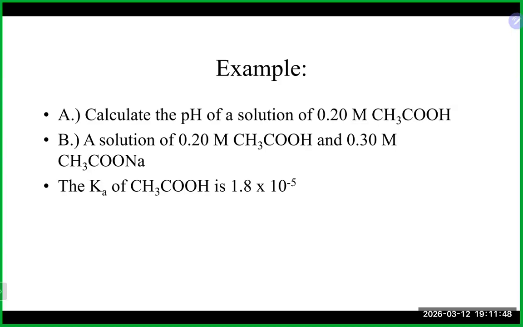So we just talked about the common ion effect, and we'll take a look at this problem here. We want to calculate the pH of a solution that is 0.2 molar acetic acid. That's A. And B, we will get to in just a second. So why don't you just focus in on A first and give it a go. The Ka value for acetic acid there is on the bottom, 1.8 times 10 to the minus 5. And we'll go over it in just a second here. So just work on A.